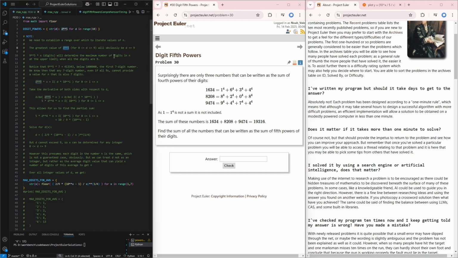The greatest value of d to the power of 5 for any digit 0 to 9, integer values, will obviously be d equals 9. So we know that d to the power of 5, where d equals 9, is going to be the biggest of all those possibilities. And so we can take that value, the biggest value possible, multiply it by the number of digits, and that'll determine the maximum number of digits in n at the upper limit. So when I say n, that means we sum, right? This calculation here to determine n.